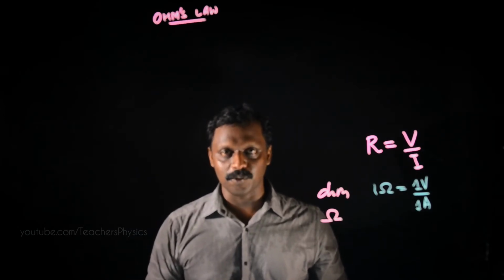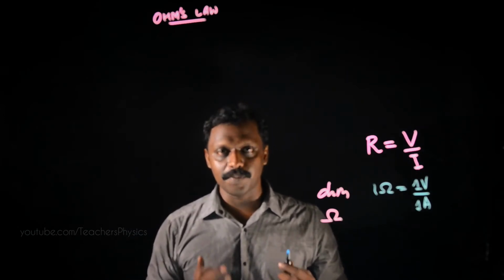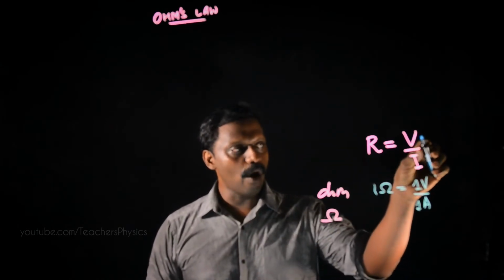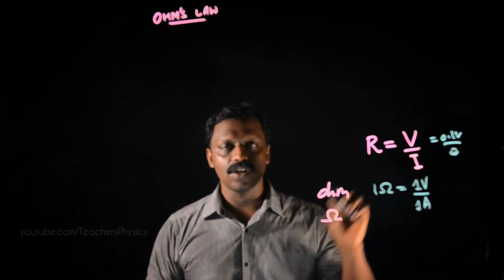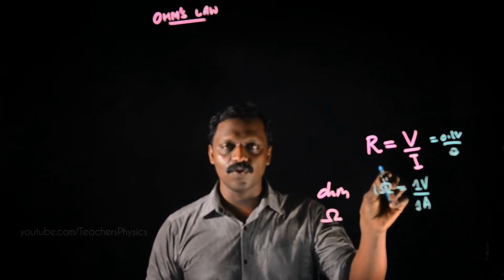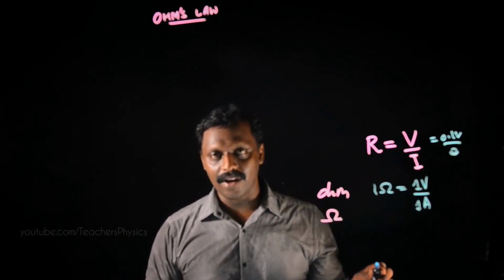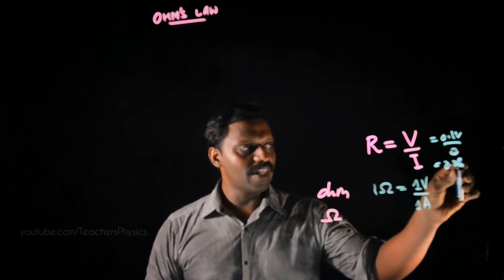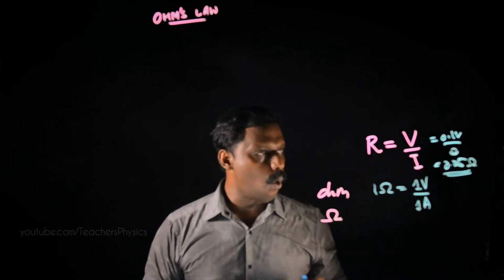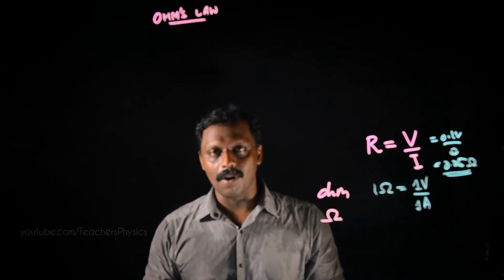We have to directly substitute. Given that the potential difference between 2 points is 0.1 volt and the current flowing through it is 2 ampere, the resistance will be 0.1 divided by 2, which will be 0.05. So the answer is 0.05 ohm. Let us discuss another problem.